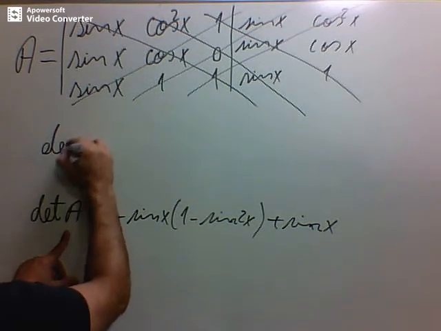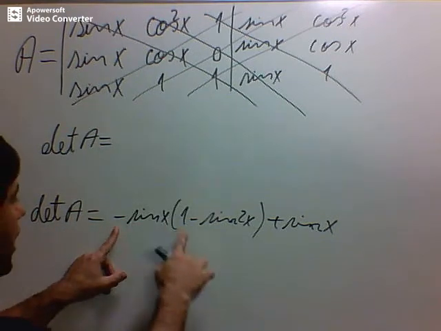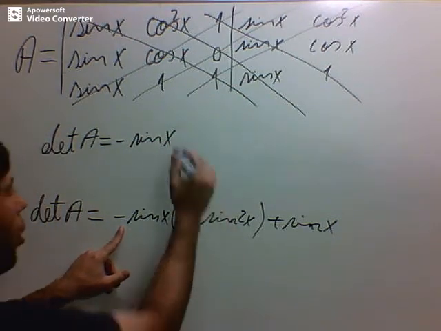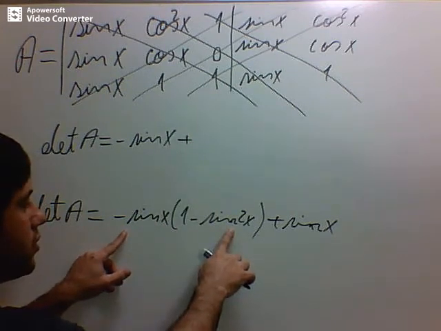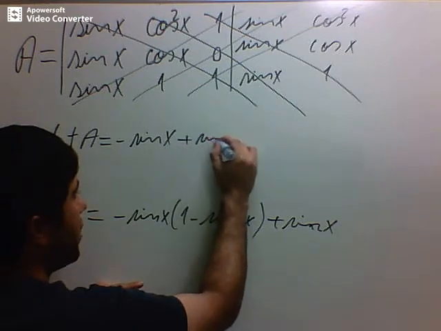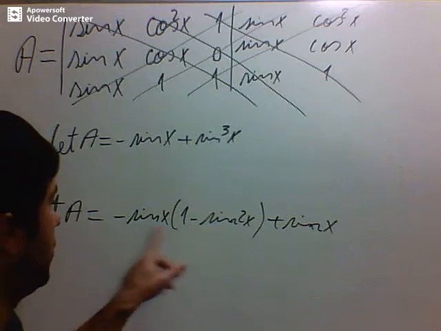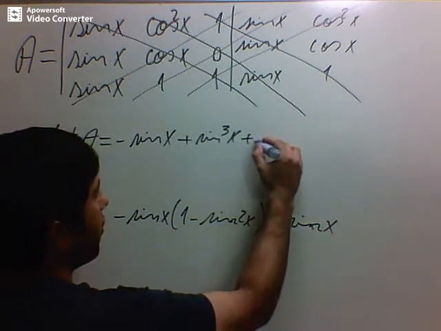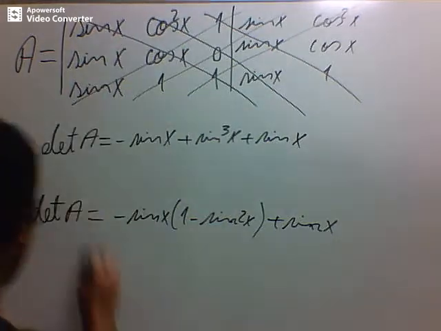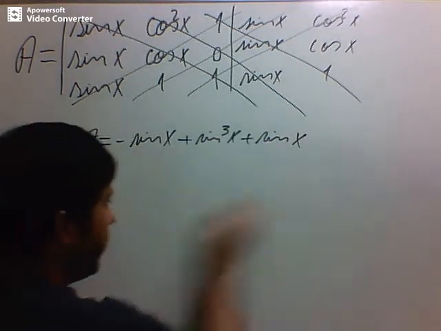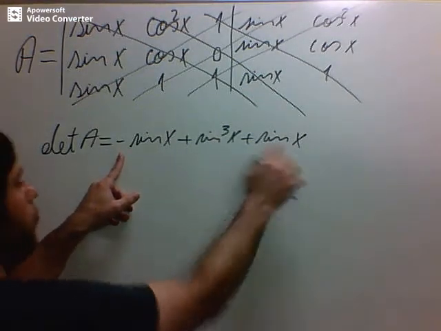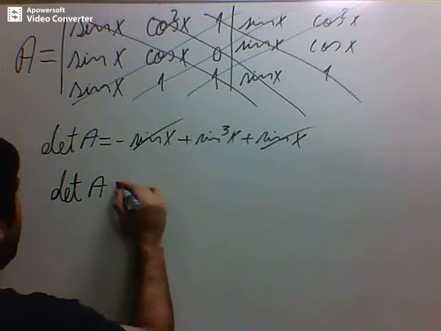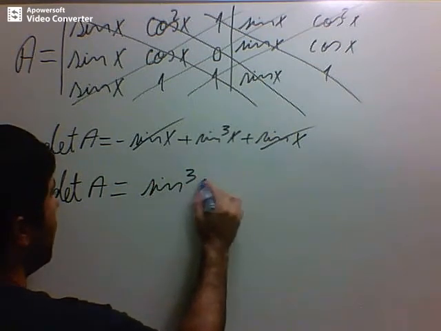The determinant of A is going to be equal to this with this, which is simply negative sine x. This with this is going to be positive sine x squared times sine x, which is sine cubed of x. And then we have a positive sine x here. Okay, my friends, we are almost there. Keep paying attention. Negative here with positive simply cancel. Then the determinant of A is equal to simply sine x cubed.